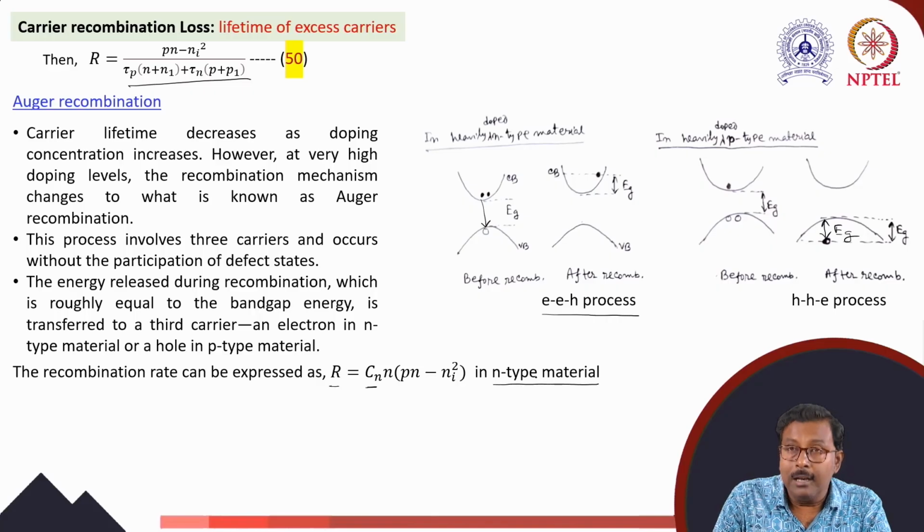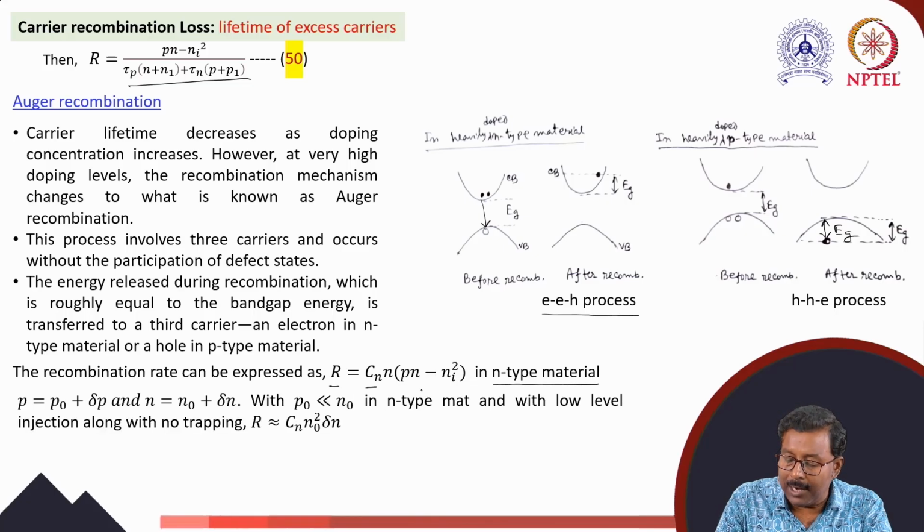In n-type material, the majority carrier is the electron. pn minus ni square gives you the excess carrier generated, and it is multiplied with n, because the rate is proportional to n as well as proportional to the extra carrier generated. So they are proportional in product form, and the proportionality constant is Cn. So R will be this Cn term for n-type material.